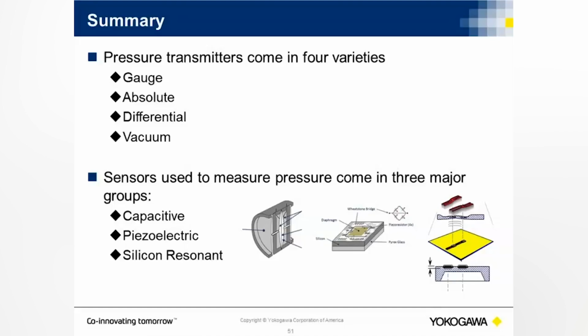And then we also talked about the three types of sensor technologies available in pressure transmitters. So capacitive, which outputs a change in capacitance in relation to applied stress. Piezoelectric, which utilizes a Wheatstone bridge. The Wheatstone bridge leg's change in resistance is proportional to the applied pressure. And finally, silicon resonant, which is what Yokogawa's pressure transmitter series use.